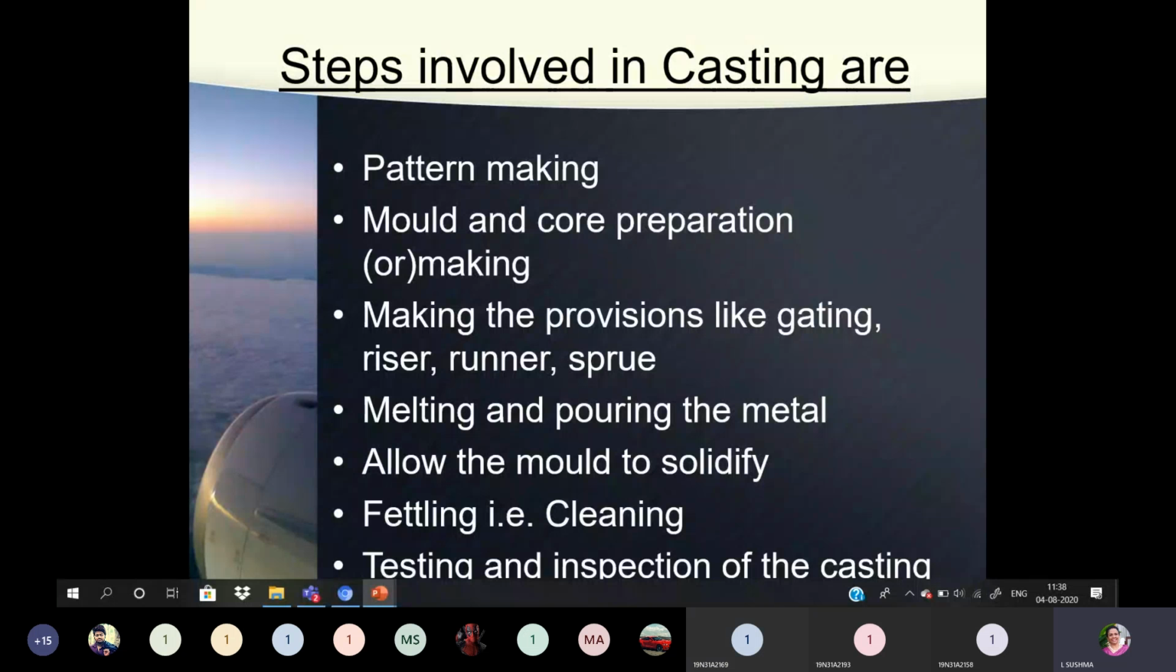I'll be asking any one of you while the class is going on, so be clear that you are writing down the topics and the steps involved. First, write down the two types, that is expandable and non-expandable. Under that, write down the steps involved in casting. I'll give you time.